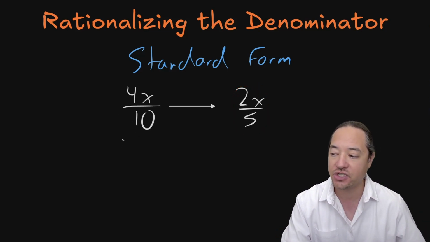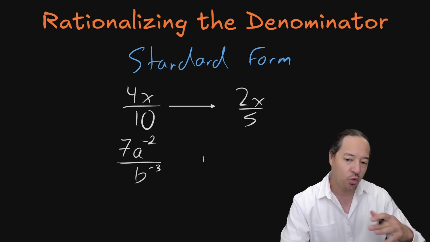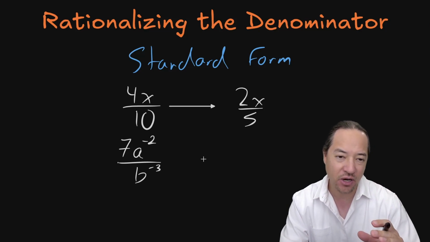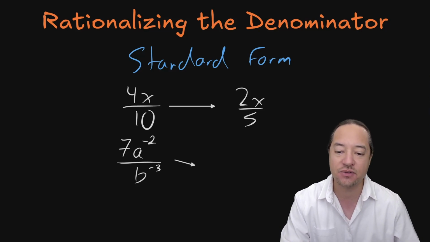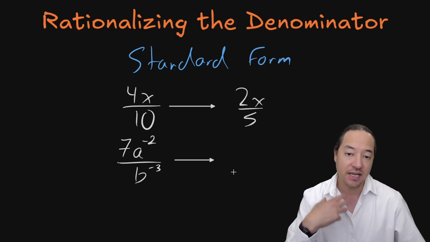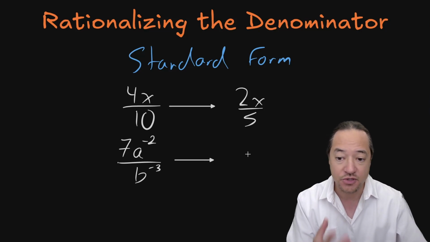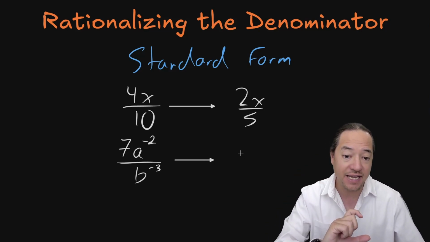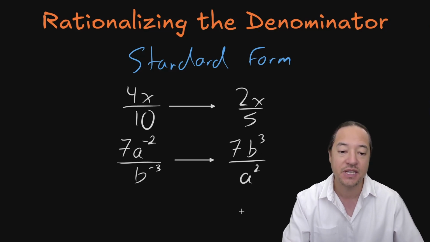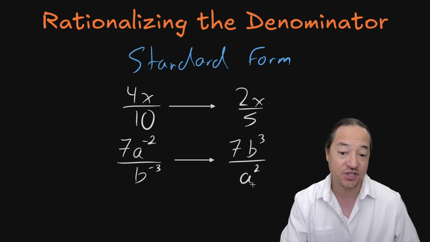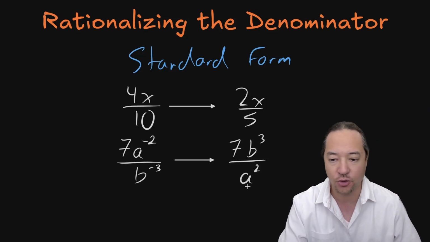What if we had another fraction, say 7a to the negative 2 over b to the negative 3? Once again, we don't see this very often because we don't like negative exponents. Essentially, we try to make it so that all of the exponents are positive, and that would be standard form. So to do that, we'd take the reciprocal of a to the negative 2 and the reciprocal of b to the negative 3, flipping things around. We'd get 7b cubed over a squared. This would be standard form.